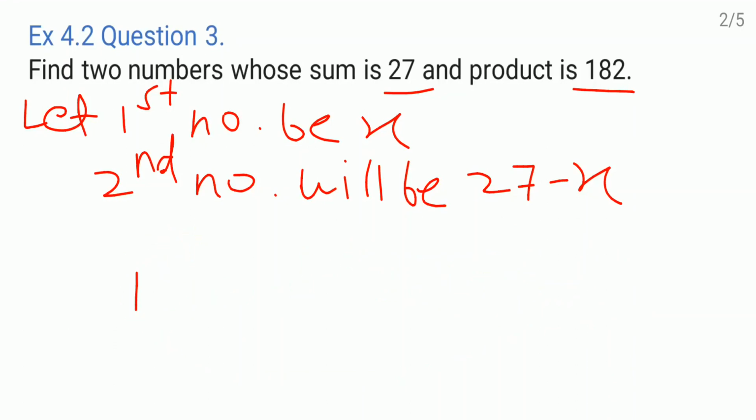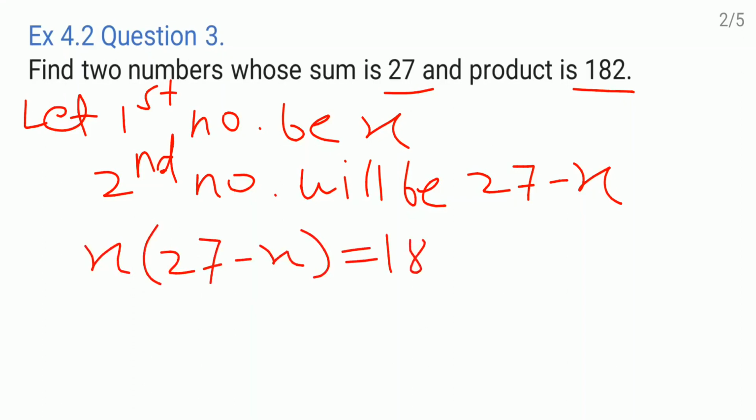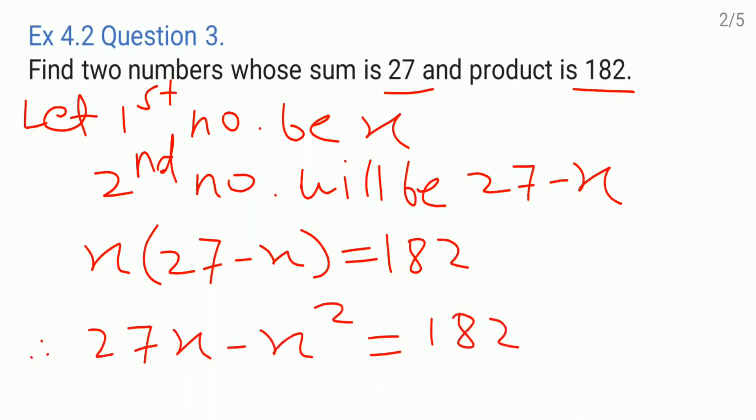Now what are they saying? They say the product of them is 182. So according to the condition, we'll write down x into 27 minus x, which is equal to 182. We'll do the product now. Therefore, 27x minus x square is equal to 182.